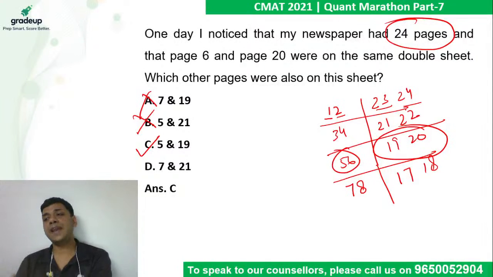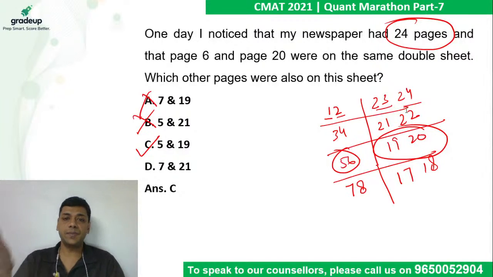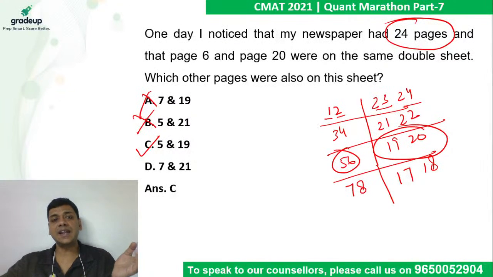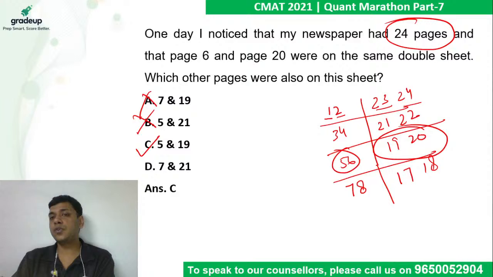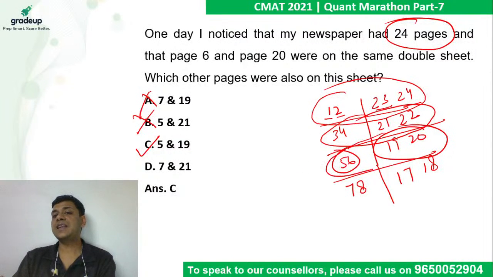Now, that's the first sheet of the newspaper. Now, what happened in the second sheet? After 1, 2, you will have 3 and 4. On the opposite side, after 23, 24, you will have 21, 22. So basically, 1, 2 and 23, 24, these 4 pages will be on the same sheet. 3, 4, 21, 22 will be on the same sheet. And then 5, 6, 19 and 20 will be on the same sheet. 7, 8, 17, 18 will be on the same sheet.